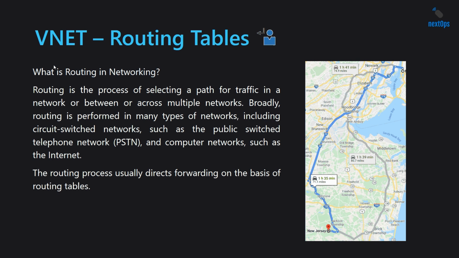Take a look at the image on the right side. I just took a simple example of route directions from New York to New Jersey in the real world to explain routing. As you can see from the image, to go to New Jersey from New York, the map service has suggested two routes. The calculation of the best route will be based on the time and distance it takes for the complete travel. The same way in a computer world, a computer chooses the best path to send its network traffic using the routing process. As I described here on the left, the routing process usually directs forwarding on the basis of routing tables.